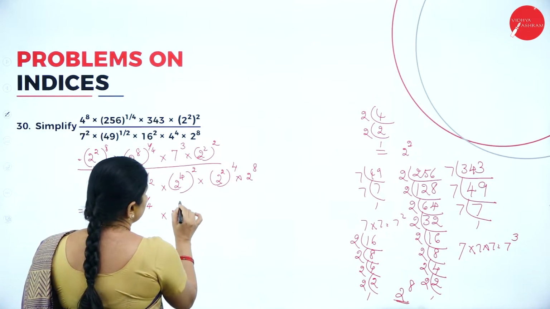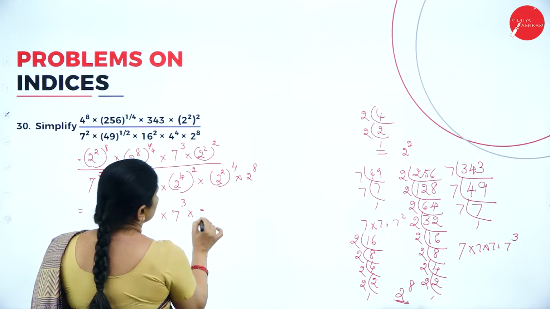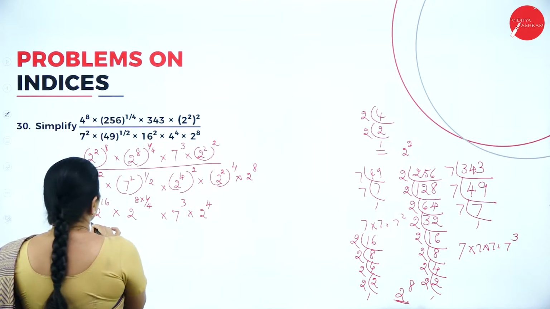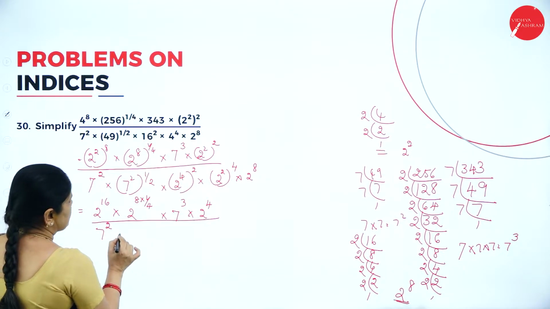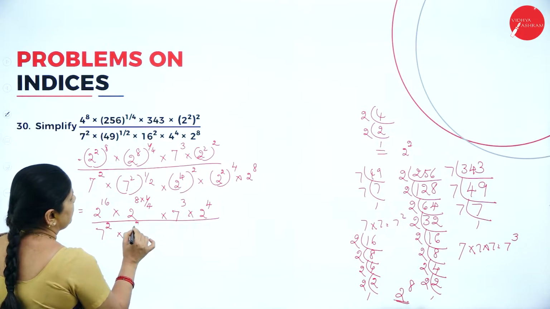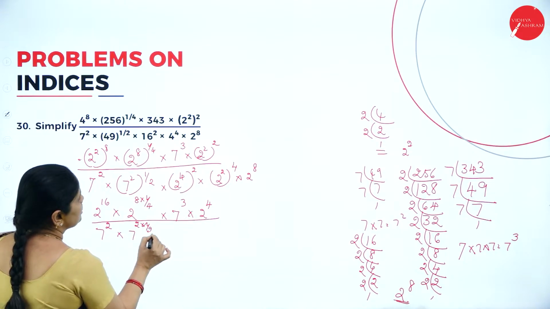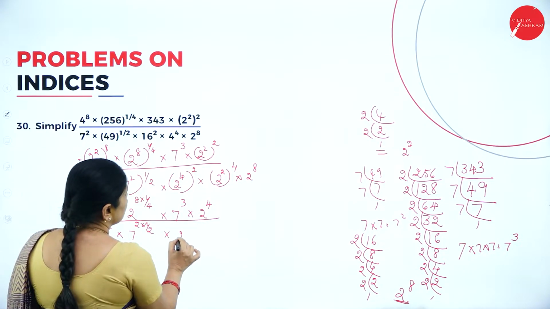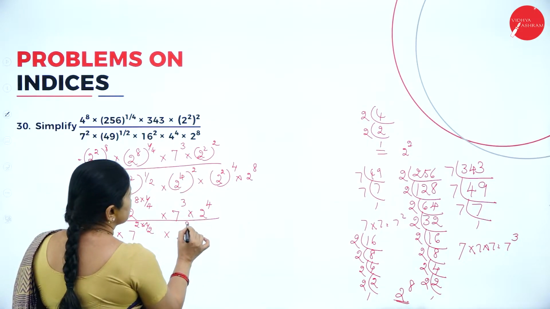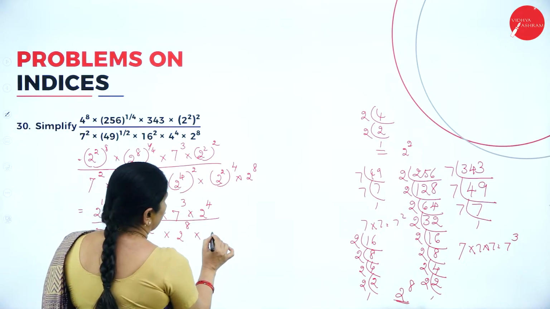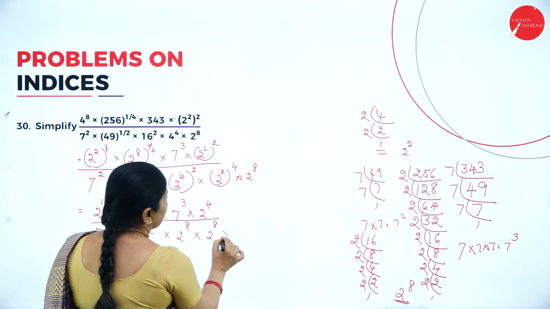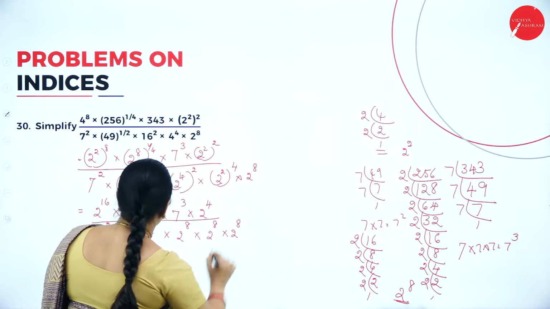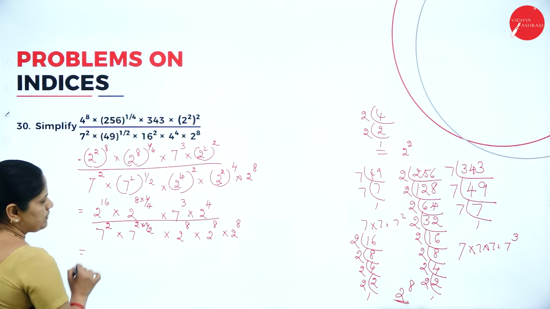Then 7 cube into 2 to the power 4 whole over 7 square. I am writing it as it is. Then 7 to the power 2 into 1 by 2 into 2 to the power 4 into 2 is 8. Then again I am having 2 to the power 2 into 4, it is 8. Again 2 to the power 8. Now I further simplify this.